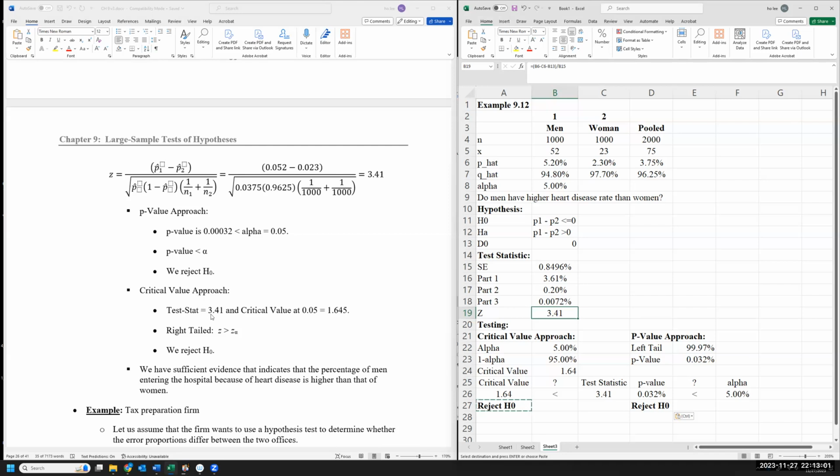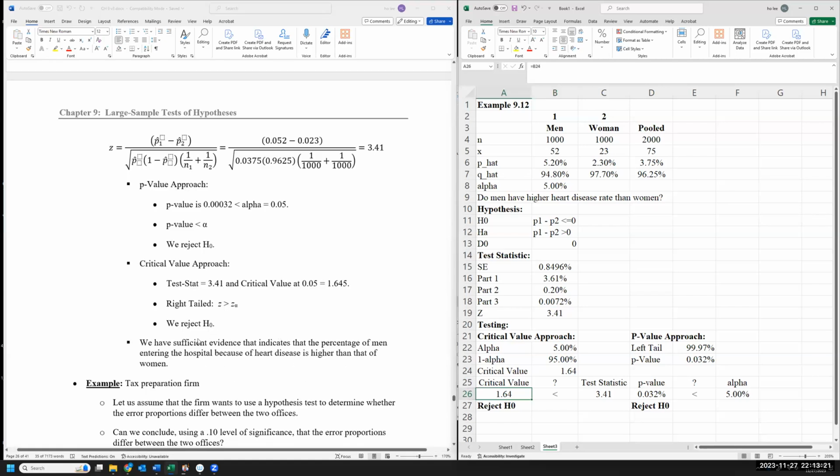Critical value approach, we compared 3.41, the test statistic, with the critical value of 1.645. I think it's 1.645. Yeah. All right. And again, we reject the null.